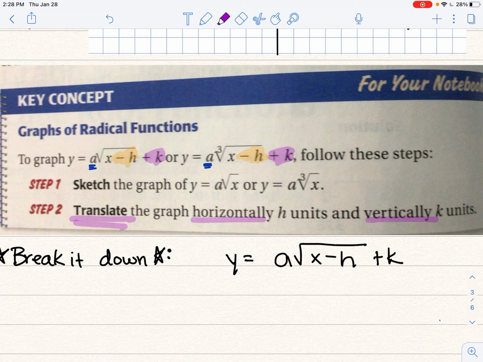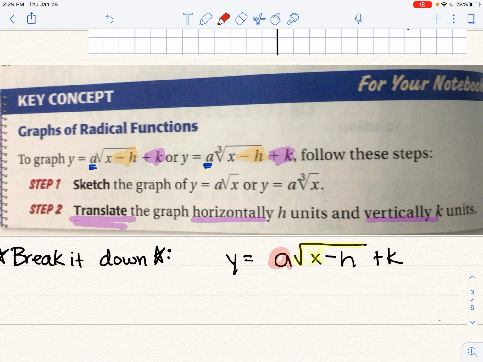So I'm going to kind of break it down for you so it's not so foreign, okay? Keep in mind that your parent function is always going to be this root with the x. That's going to be your parent function that we compare everything to, okay? The number in front here, I'm going to highlight it in red.